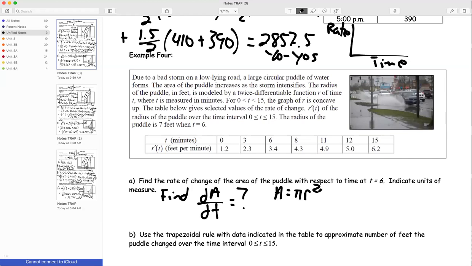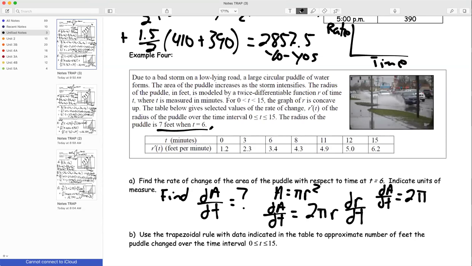So I need to take the derivative. The derivative of A is going to be dA dt. What is the derivative of pi r squared? I would hate to forget to tag it, right? So it's going to be 2 pi r and then dr dt. So let's plug in, now that I've differentiated, some values that I know. So dA dt I'm trying to find. I've got 2 and I've got pi. What is r? How do we know? It says so right there. When t is equal to 6, the radius is 7.